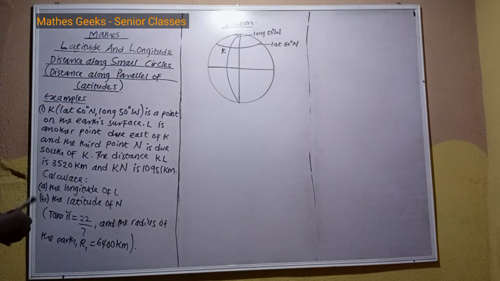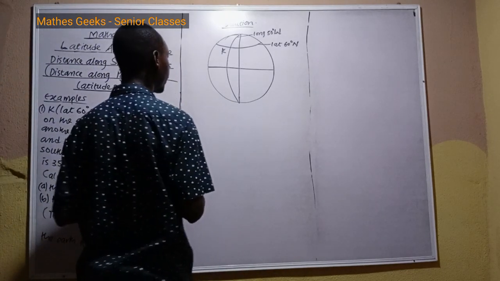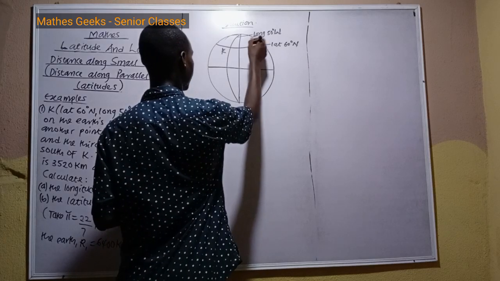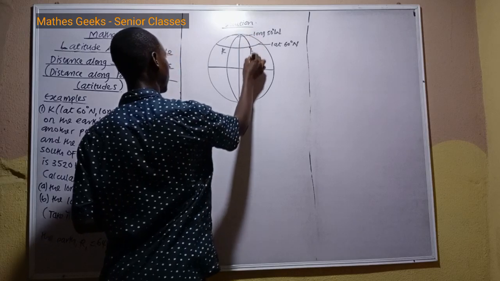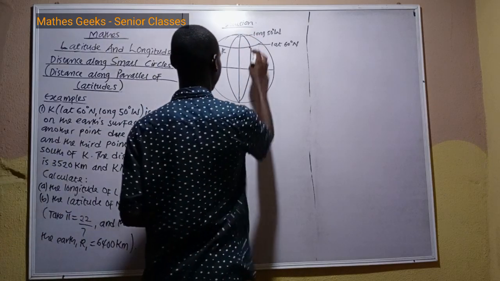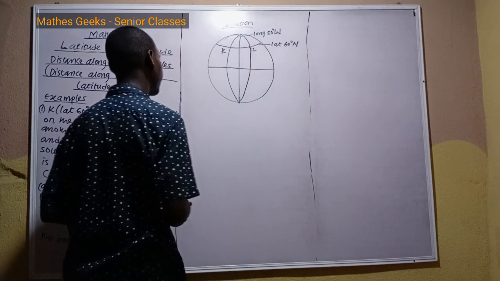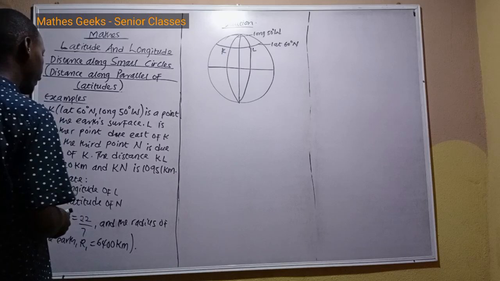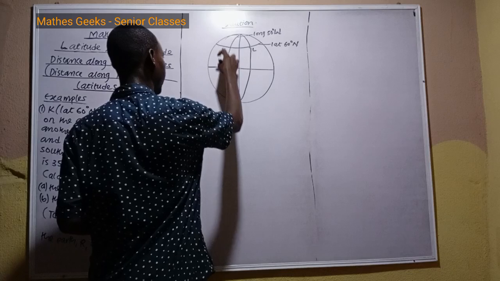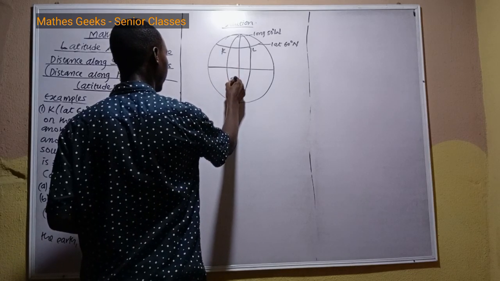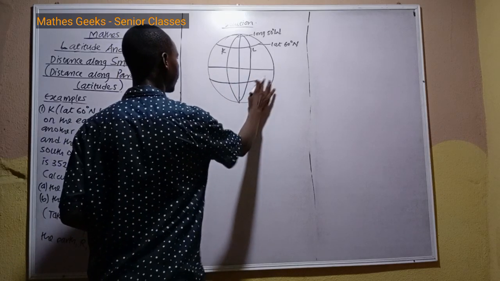L is another point due east of K. So if L is due east of K, it means that both K and L are lying on the same line of latitude. So due east of K, let's say this point L, I will draw a line of longitude. So this is point L. Then we are told that the third point N is due south of K. So due south of K means that it's lying on the same line of longitude. So we need a line of latitude across. Okay.